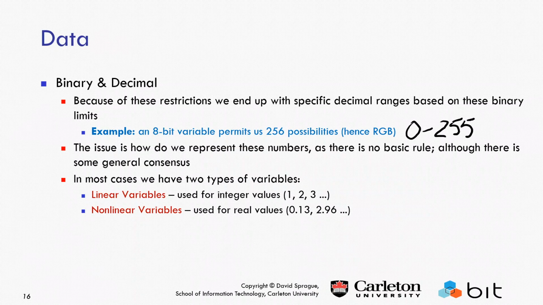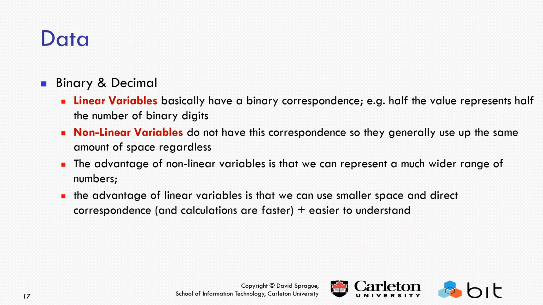If I double the number of numbers I'm representing, I need another bit. So really big numbers need a lot of bits. Nonlinear variables, like real values, effectively use things like scientific notation. They'll represent decimals, floating point numbers, that sort of thing. And if I increase the size of those numbers, it doesn't necessarily mean I have a much bigger number being stored. We'll talk about those in a little bit.